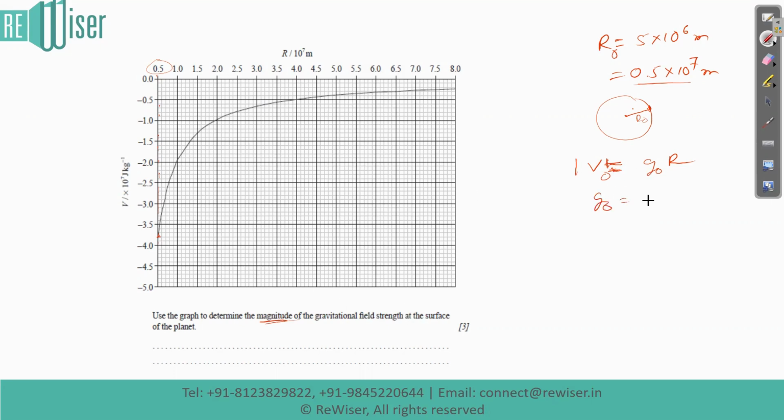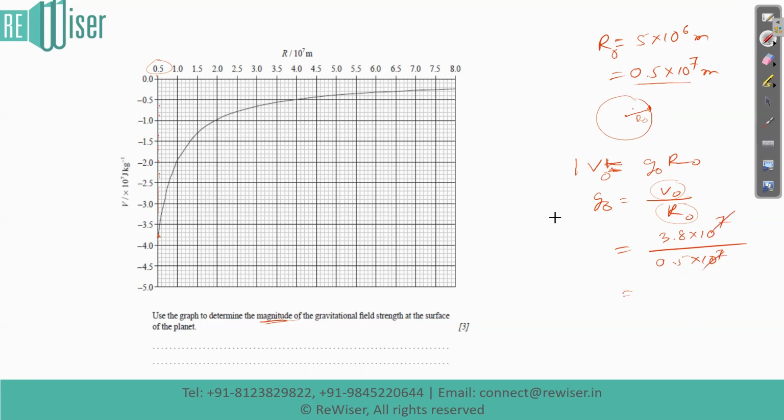Now, you see G0 is equal to V0 by R. R here will be R0, so we know R0. What is V0? V0 at R0 at the surface is around 3.8 into 10 to the power 7 joules per kg. R0 is 0.5 into 10 to the power 7 and V0 at the surface is around 3.8 into 10 to the power 7. So 10 to the power 7 gets cancelled.